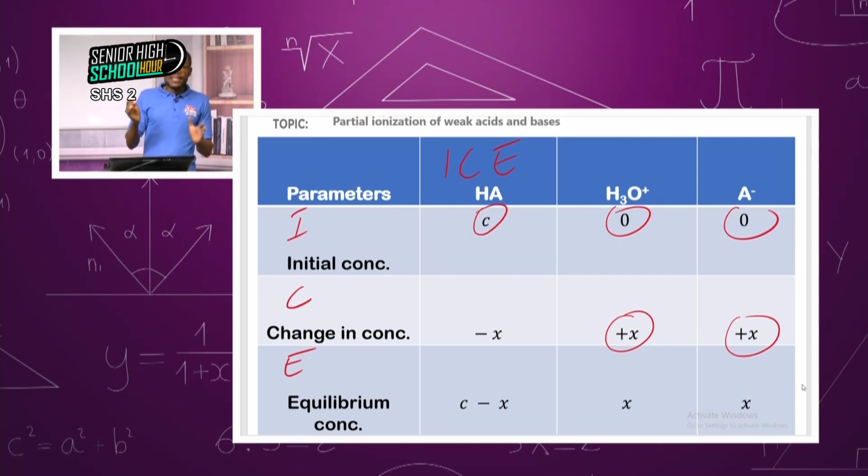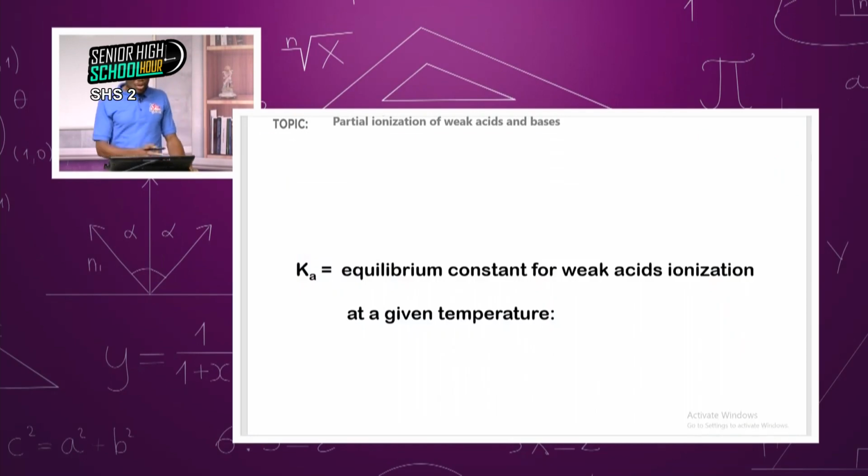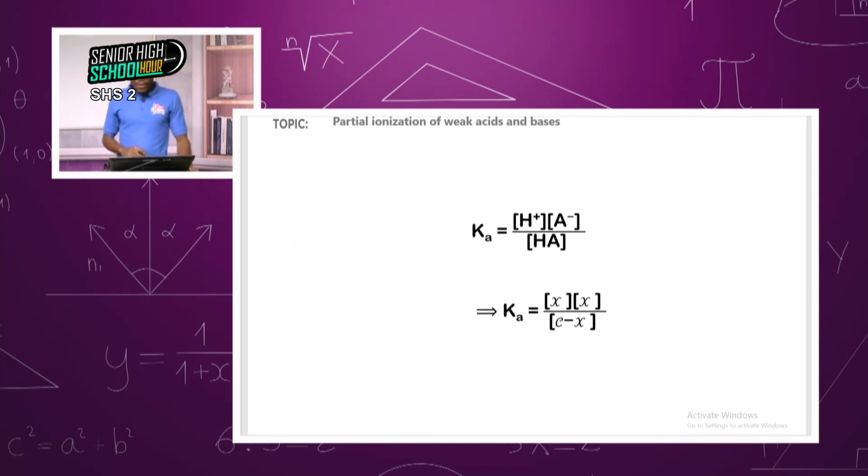So in effect, we can write the equilibrium constant for the concentration of the weak acid. Ka is the equilibrium constant for the weak acid's ionization at a given temperature. Please note, the equilibrium constant is affected by temperature. So if temperature changes, the constant will also change. If we are talking about the equilibrium constant, then it should be stated at a given temperature. In that case, it is constant. Right, so we can have our expression.